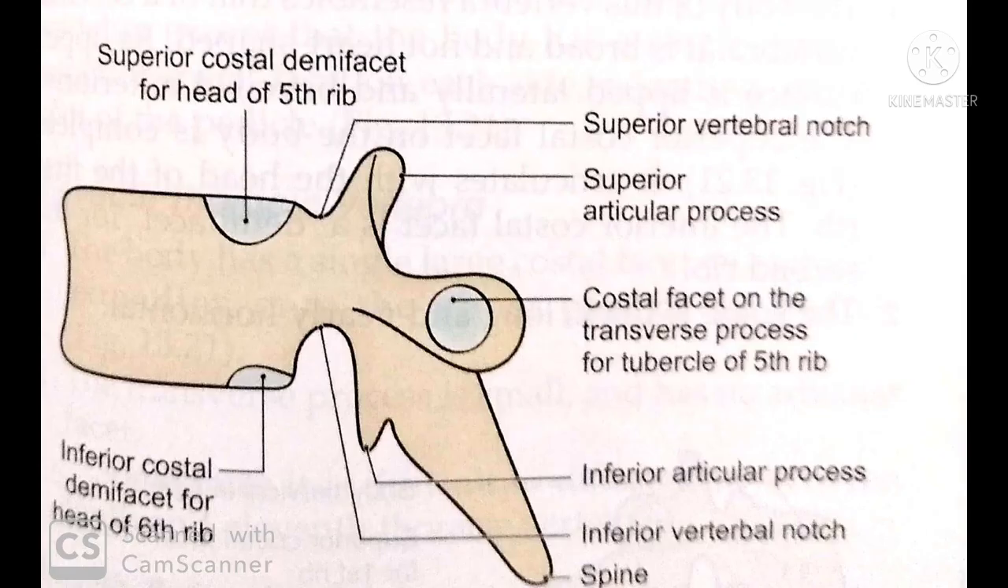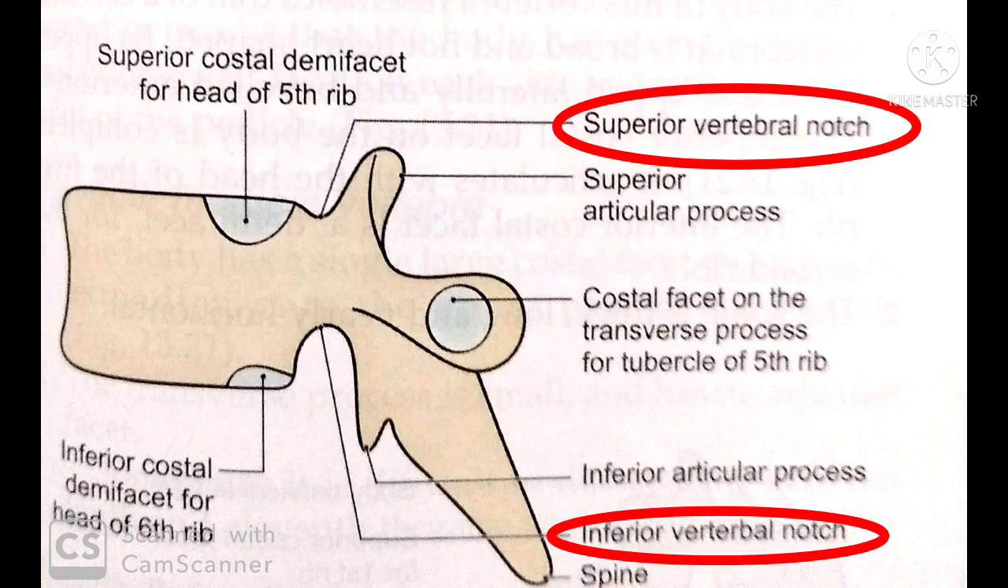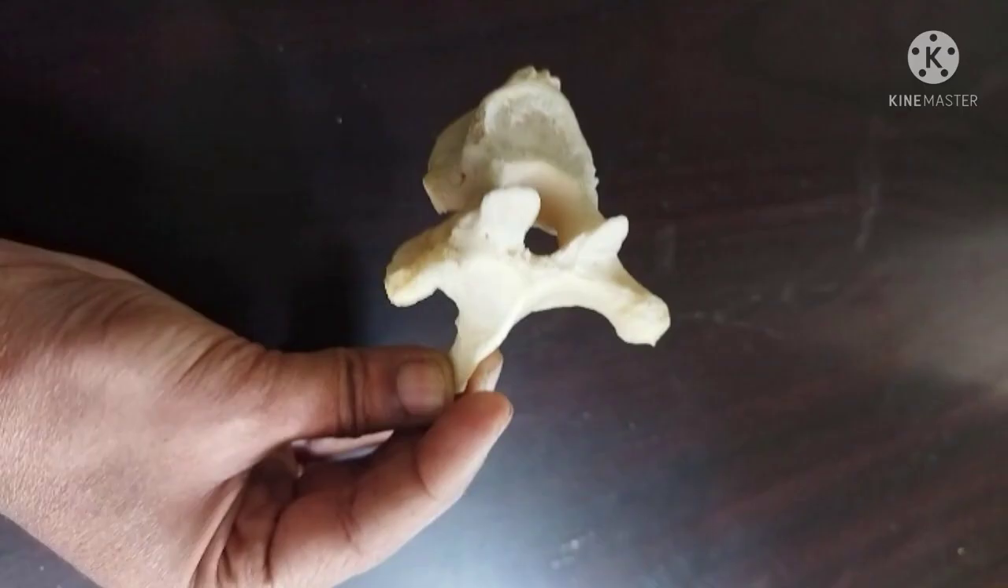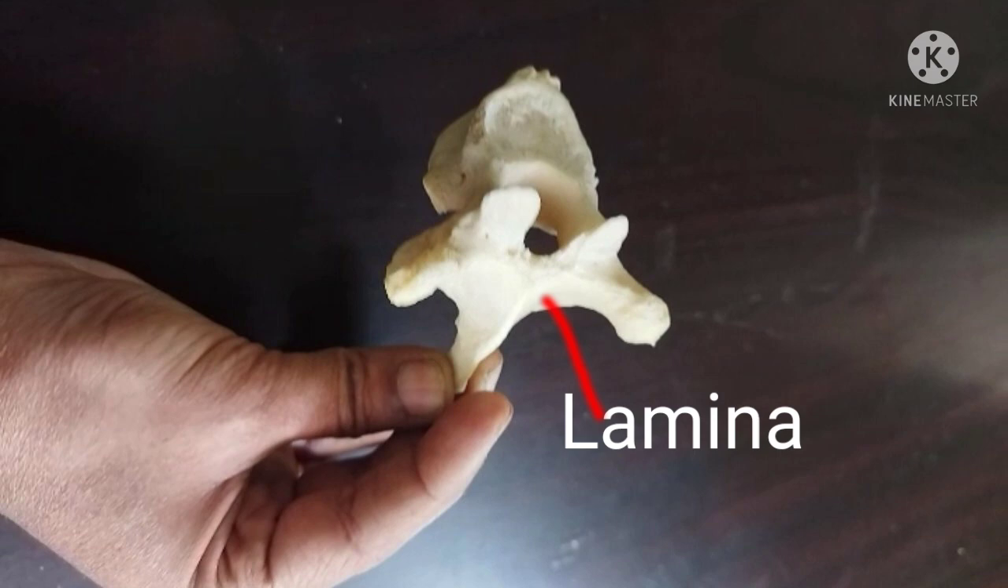Coming to the pedicles, they are attached nearer to the superior border of the body. So the superior vertebral notch is shallow and the inferior vertebral notch is deep. The deep inferior vertebral notch with the small superior vertebral notch of the next lower vertebra completes the intervertebral foramen for the passage of the spinal nerves from the vertebral canal. The laminae are short, broad and thick and overlap each other from above downward. They give attachment to the ligamenta flava.